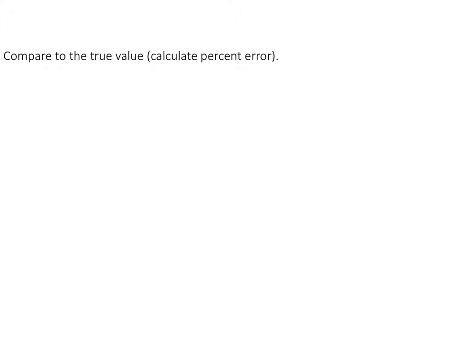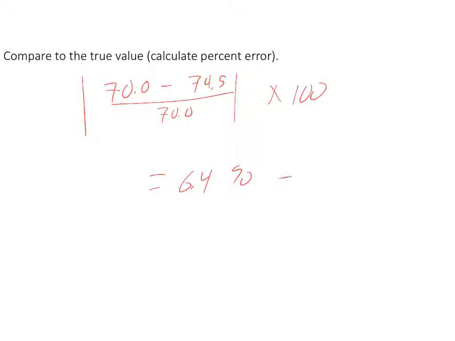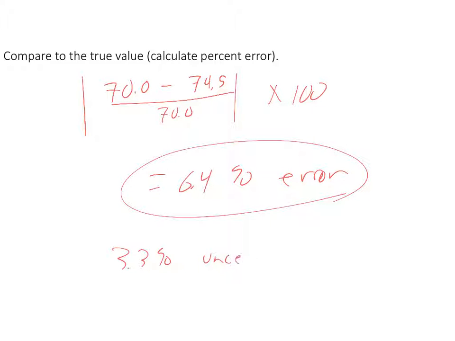So let's compare this to the true value. The absolute value of the true value minus the experimental value, divided by the true value, absolute value again, times 100, I get a 6.4% error. And we had a 3.3% uncertainty. And our value was too high relative to the true value.